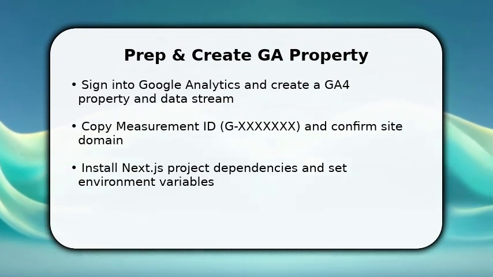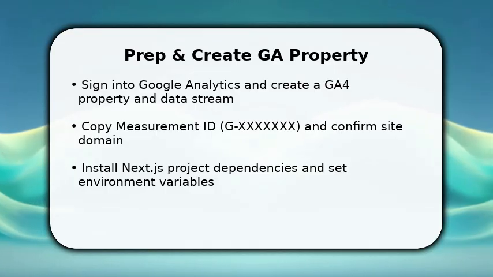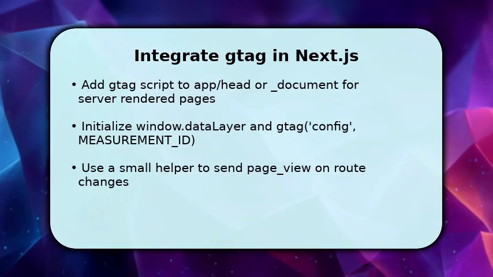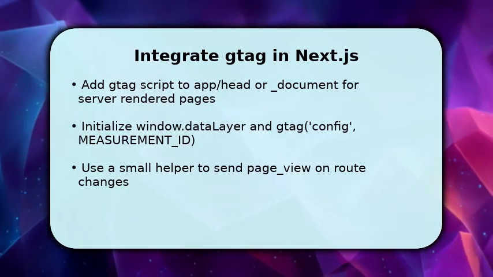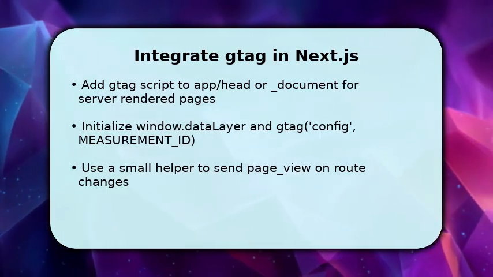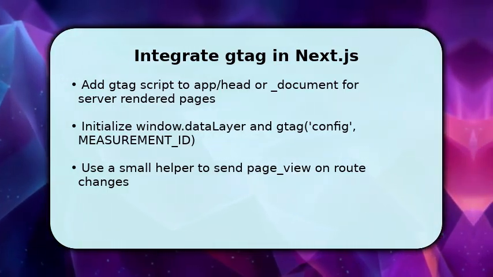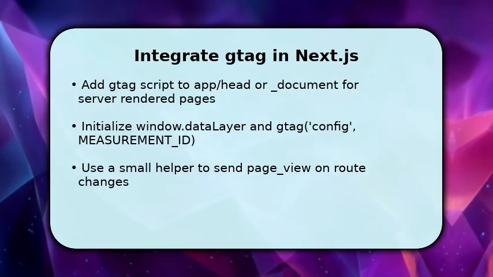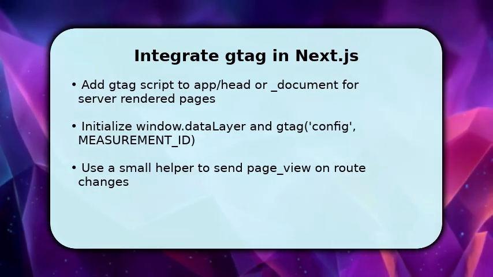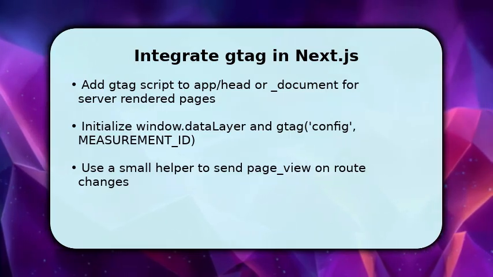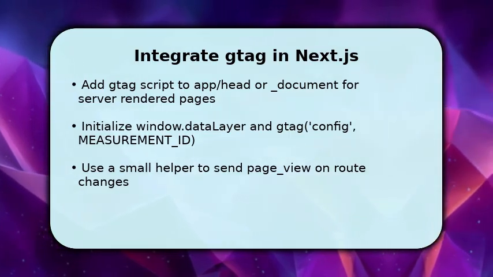Now integrate gtag directly into your Next.js app. You'll place the script tag into app/head or a custom document to ensure it's present on every page. This loads the analytics library early. Then initialize window.dataLayer and call gtag config with process.env.NEXT_PUBLIC_GA_ID so GA knows your property.